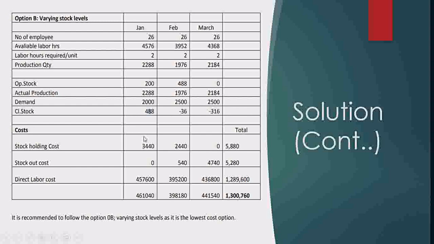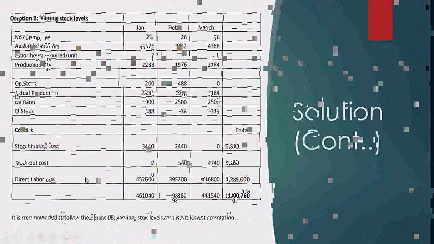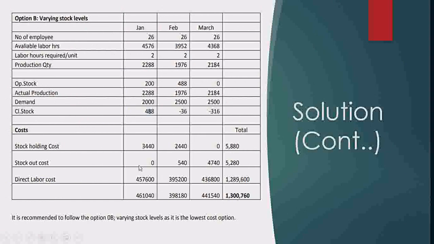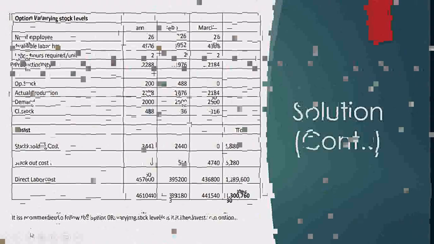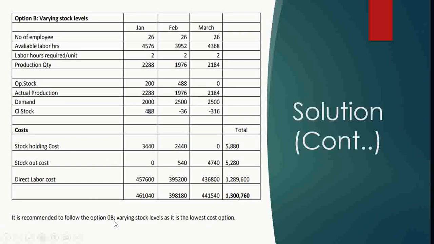So you can see stock holding cost. Remember, this stock holding cost we are computing only for the average inventory that we are holding. This stock out cost we are computing only if there are any stock shortages. Direct labor cost we are computing for the actual labor hours used. So here you can see the total cost for this option B is 1.3 million approximately. So our conclusion is to follow option B because it is the lowest cost option.